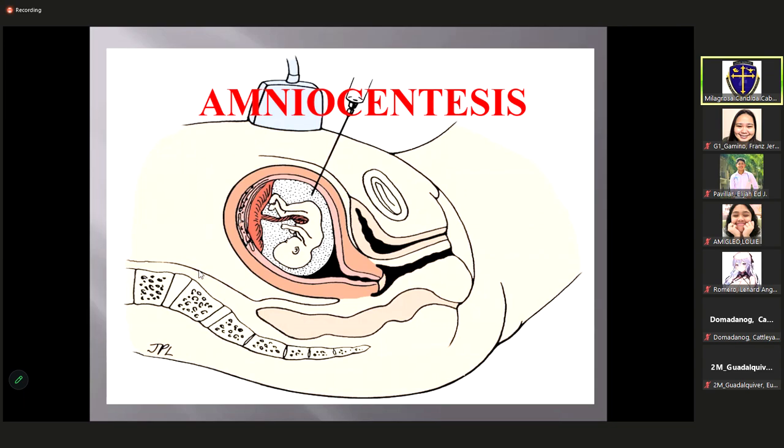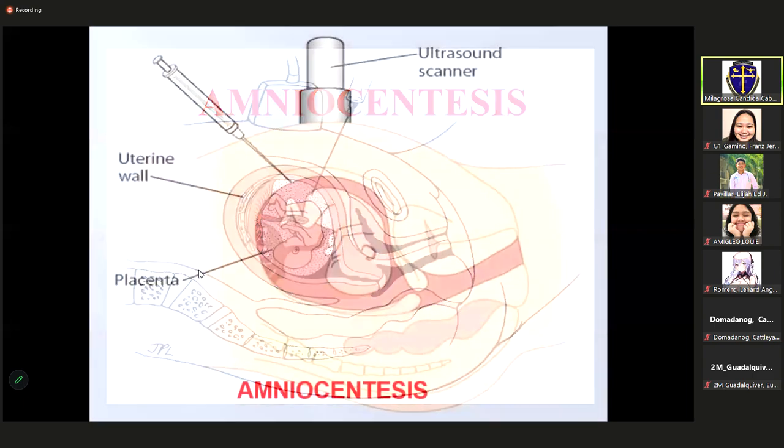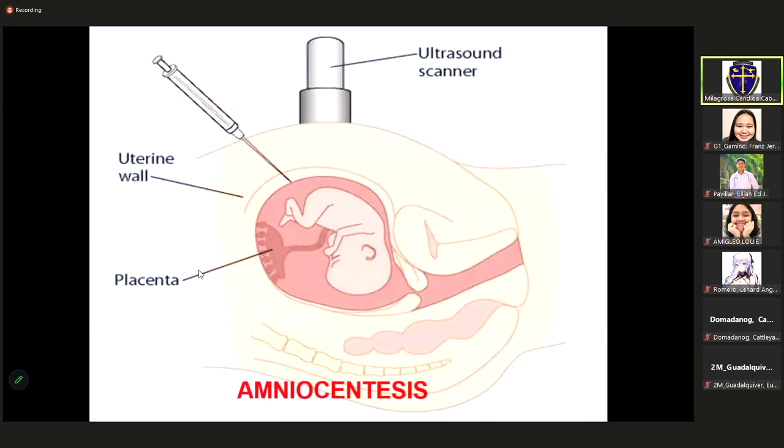Trans-abdomen po ginagawa, ultrasound guided procedure po ito. Itong nakikita nyo dito, ito, ultrasound po yan. Trans-abdominal ultrasound, then a needle is inserted to withdraw 2 to 5 ml of fluid. Alright? So, yan po si amniocentesis. Okay, this is another picture of one.